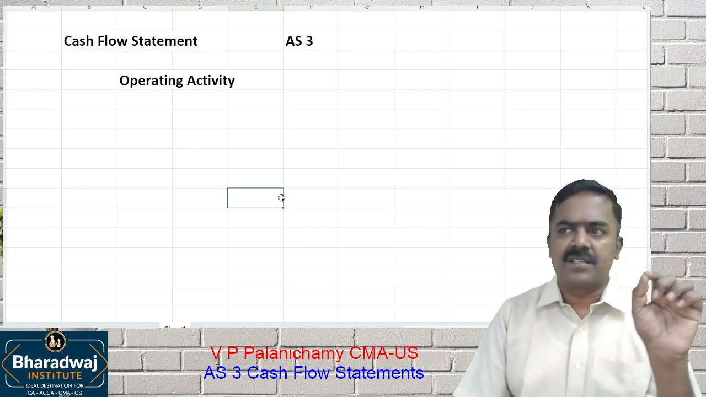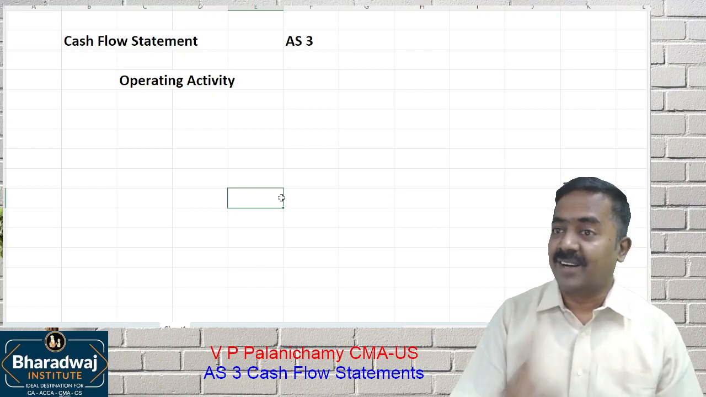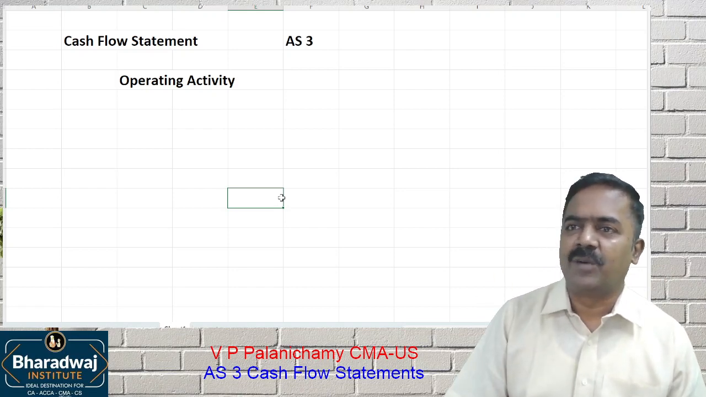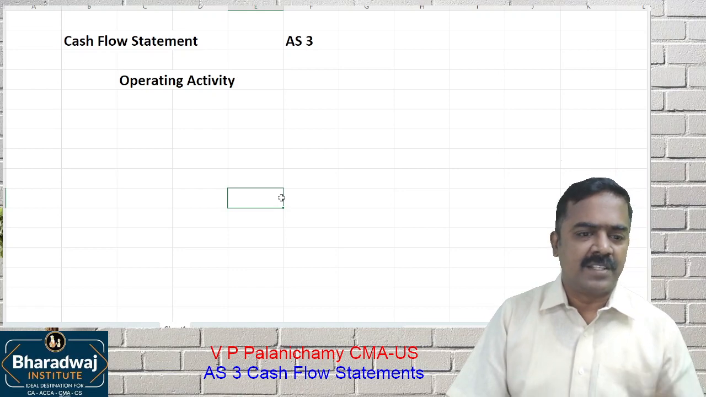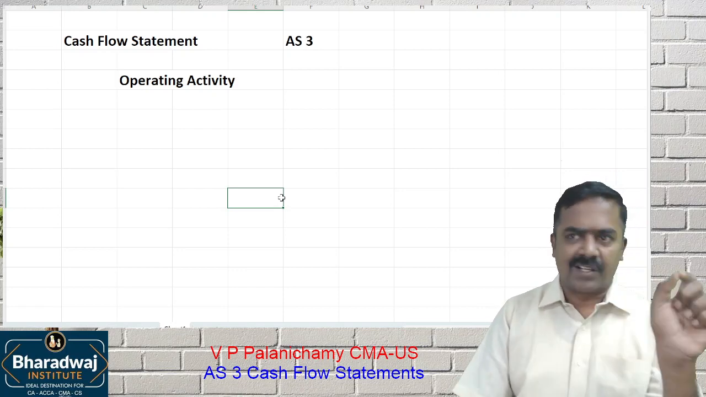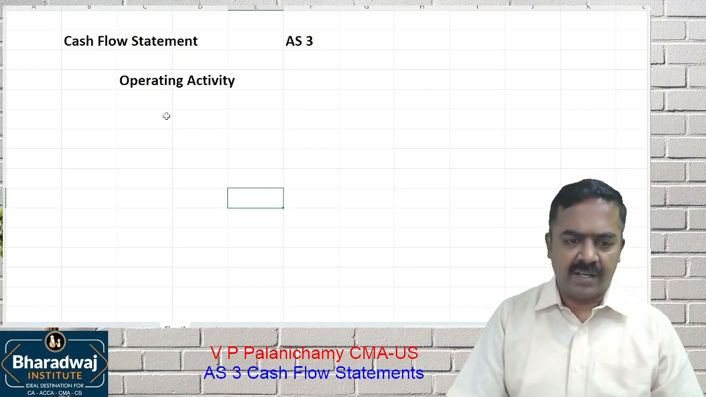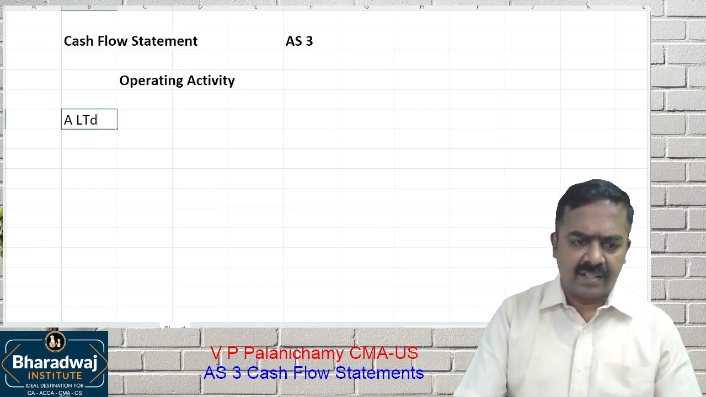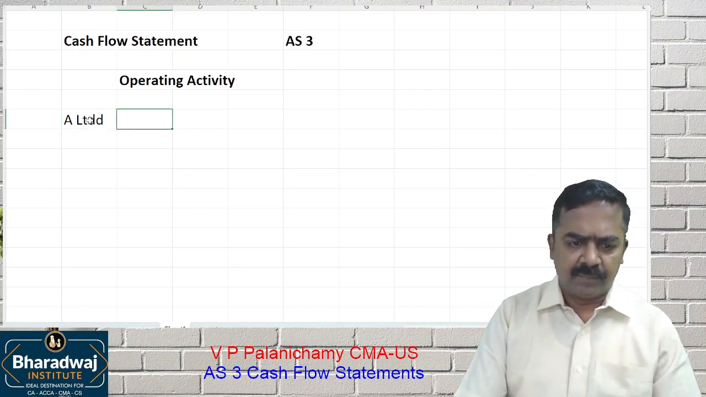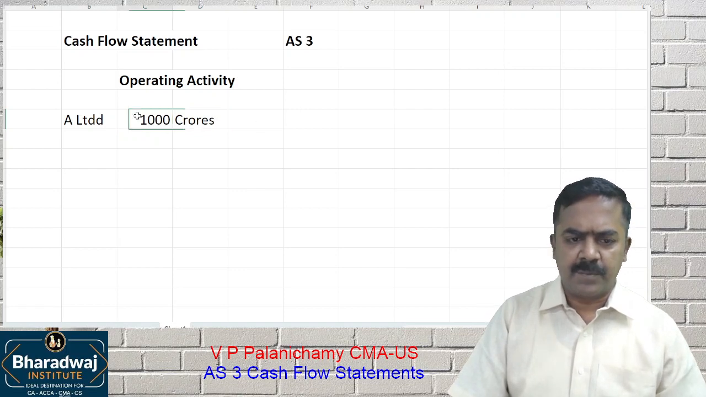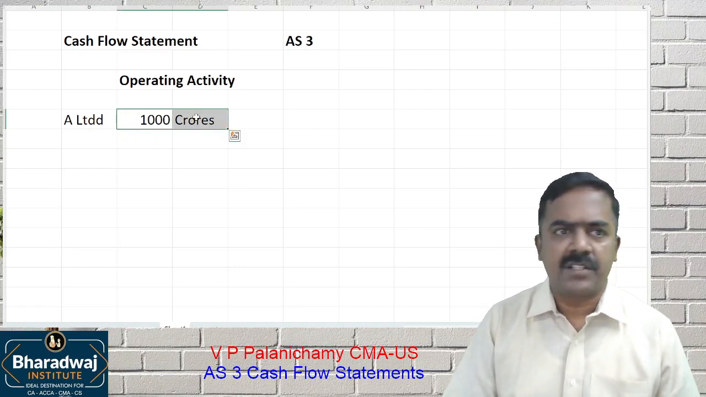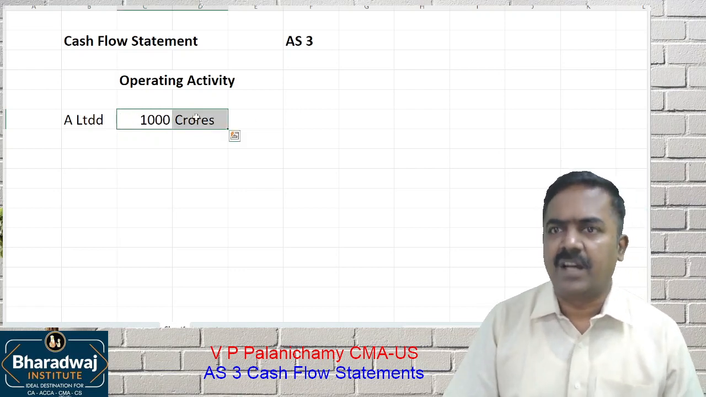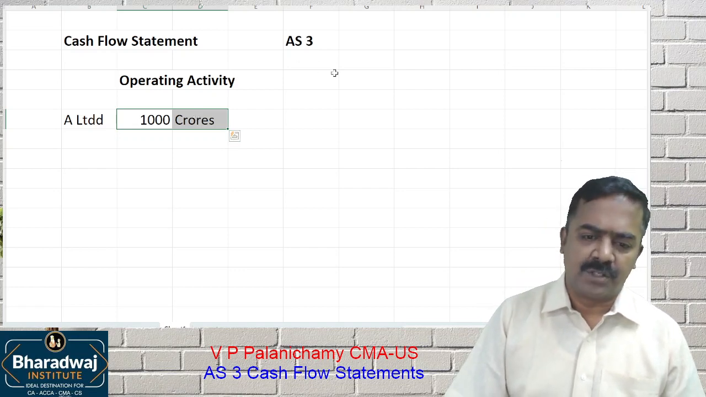See the collections and payments, not accruals. The income statement is prepared on what basis? Accrual basis. But in the cash flow statement, it is cash collected minus cash paid. That is called which activity? Operating activity. Let us assume A Limited has an operating inflow of 1000 crores, which means they collected net cash of 1000 crores by running business.